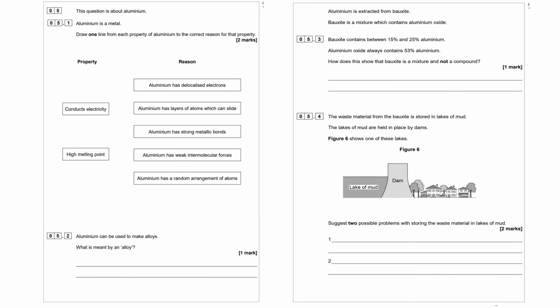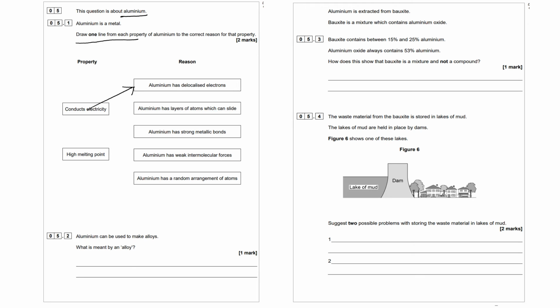So this question is about aluminium. Aluminium is a metal, and what they ask you to do is to draw a line for each property. What students usually do is they tend to draw a line for each option. The question says in bold, one line. A lot of the time you will see that students draw multiple lines and connect every single one and lose their marks. Aluminium conducts electricity, and in order for something to conduct electricity, it needs to have delocalized or free flowing electrons to carry the charge.